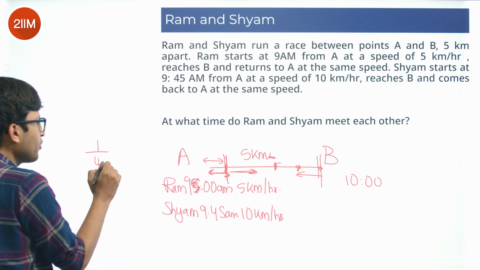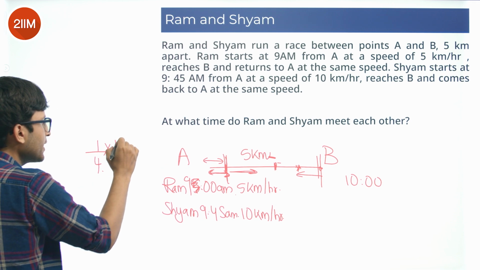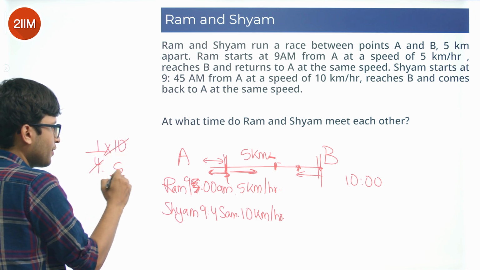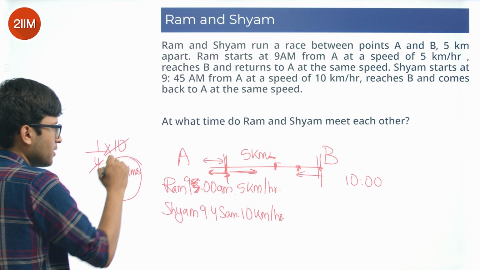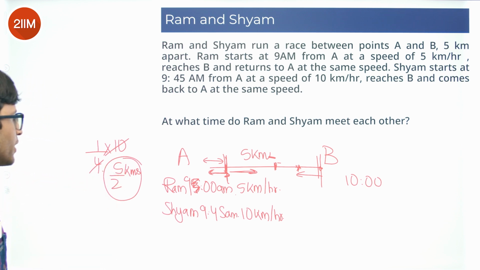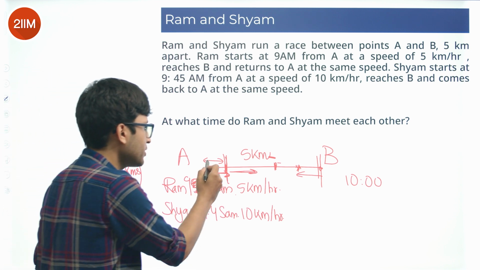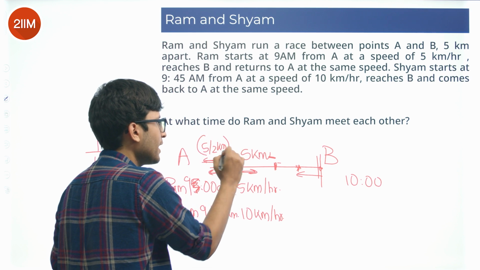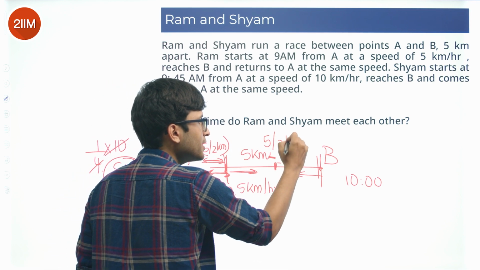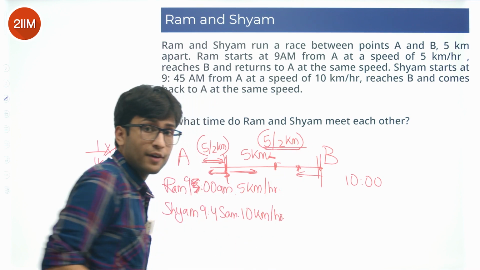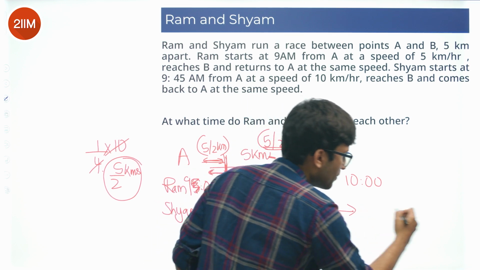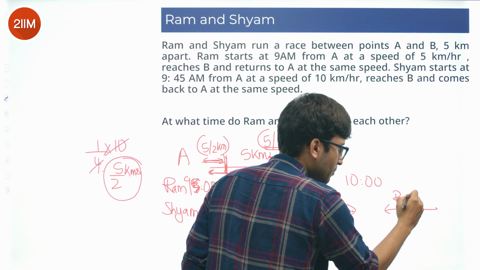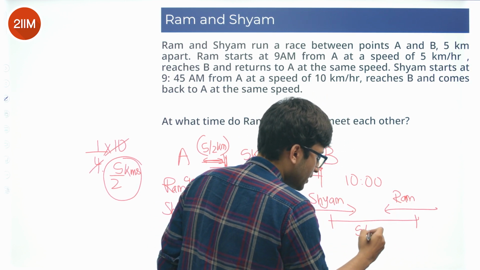So 15 minutes is 1/4 of an hour, and the speed is 10 kilometers per hour. So the distance traveled would be equal to 5/2 kilometers. So 5/2 kilometers has already been traveled by Sham in the meantime. It is half the distance, so 5/2 kilometers has been taken care of. The remaining 5/2 kilometers, Sham from this side and Ram from this side would be moving and covering.